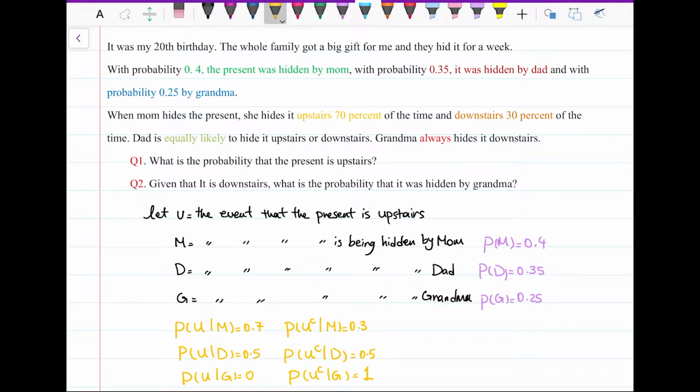Great. So what are the questions? What is the probability that the present is upstairs? So it asks for probability of U. Given that it is downstairs, so it is not upstairs, it's downstairs, what is the probability that it was hidden by grandma? Okay, so P of U and P of G given UC are the questions.